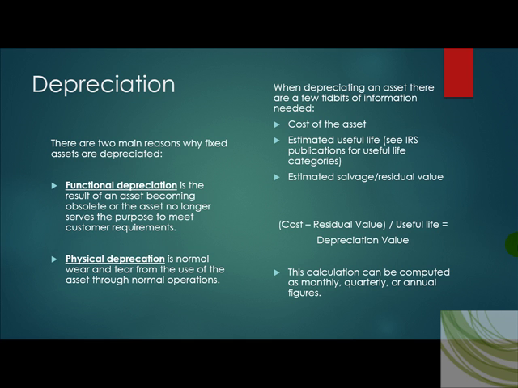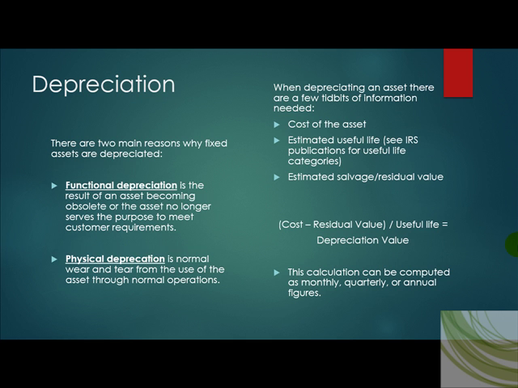There are two main reasons why fixed assets are depreciated. Functional depreciation is the result of an asset becoming obsolete or the asset no longer serving the purpose to meet customer requirements. Physical depreciation is normal wear and tear from the use of the asset through normal operations.